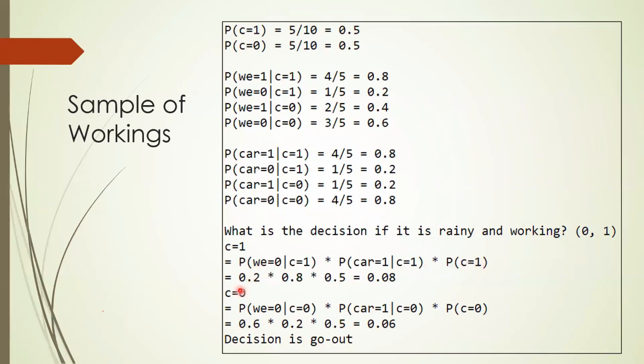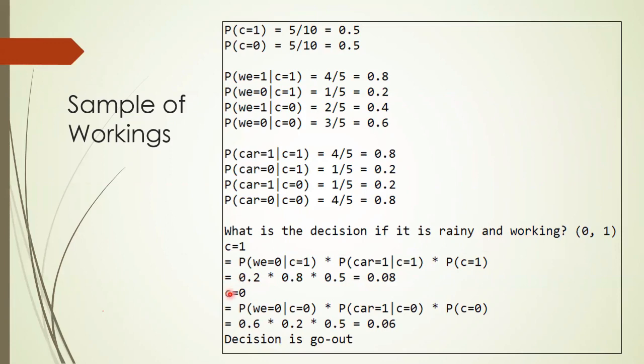Then we get the data 0.2 times 0.2 here. Weather 0 given C1 comes from here, so that's why I can get 0.2. So I put here 0.2 times car 1 given C1, which is 0.8, and then the probability of going out is 0.5. Then I multiply all together and I get 0.08. So this is the decision if it is rainy and working.